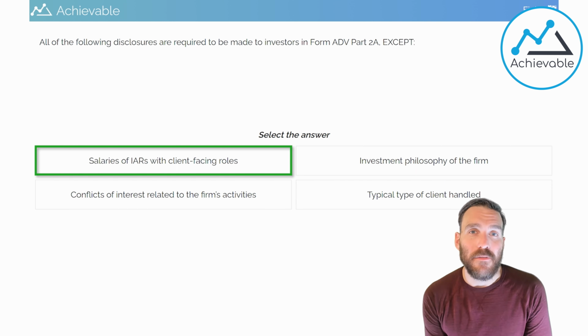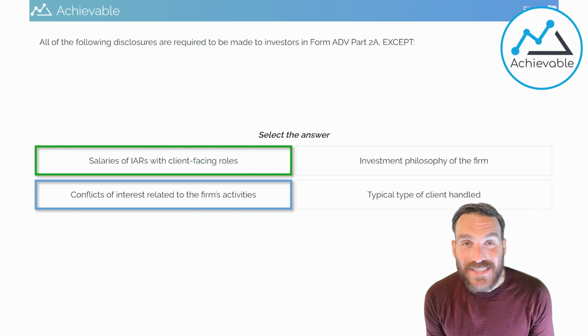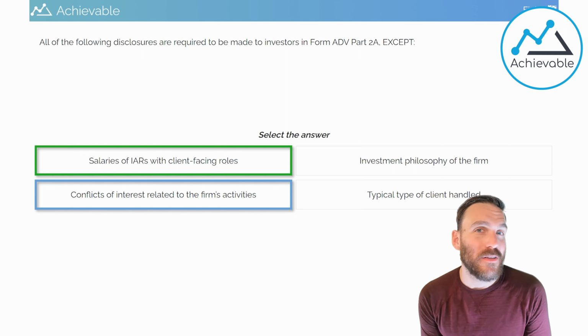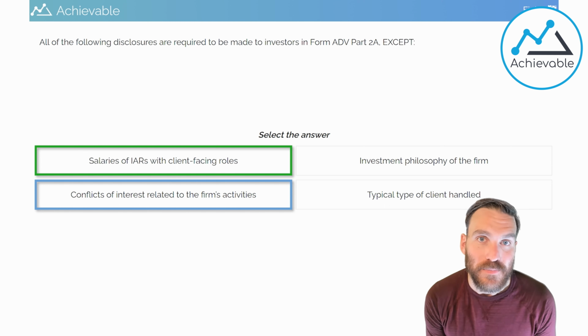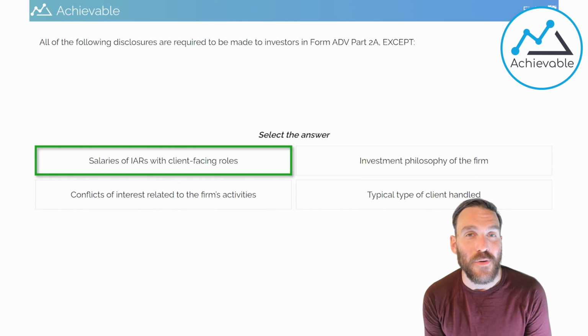Let's go to the bottom left. Conflicts of interest related to the firm's activities. Yes, this is a really important part of Form ADV Part 2A. Any type of ongoing conflicts of interest have to be disclosed in the brochure. There's no way around that. It's important to be transparent here. This is definitely going to be in the brochure, so this is not the correct answer.